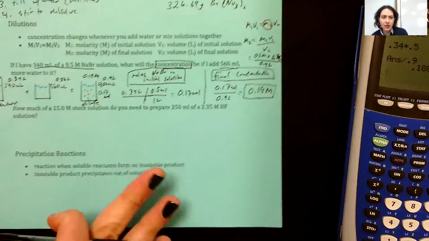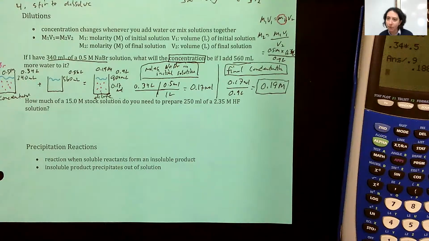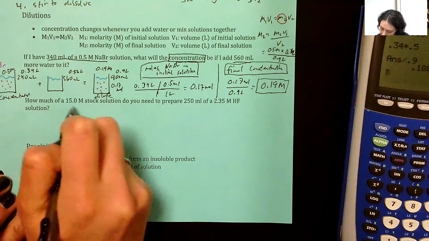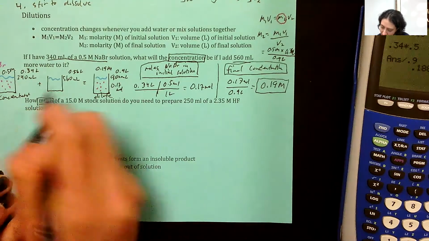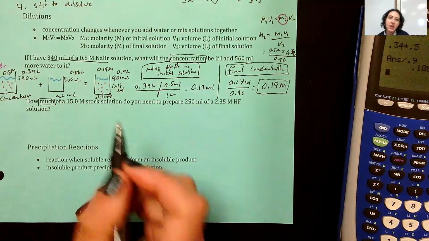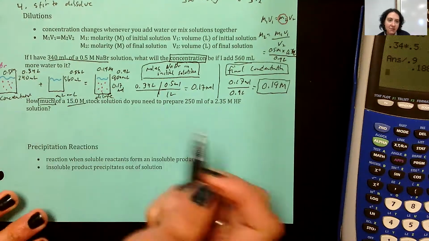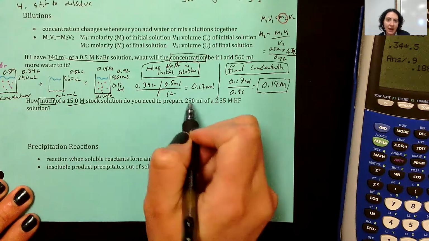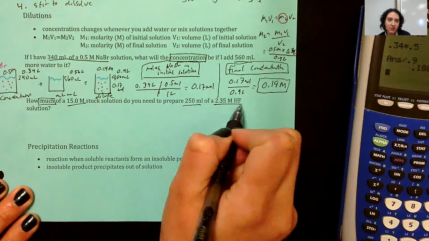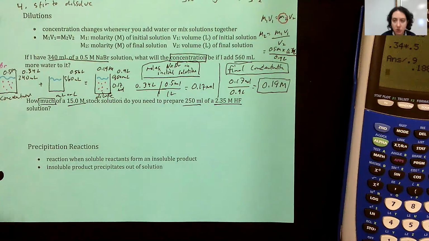Let's give it another example, and then we'll go into the packet. And then we'll pick out a few more. Okay, so how much, is going to be milliliters or liters? We're looking for volume here. Of a 15 molar stock solution do you need to prepare 250 milliliters of a 2.35 molar hydrofluoric acid solution?